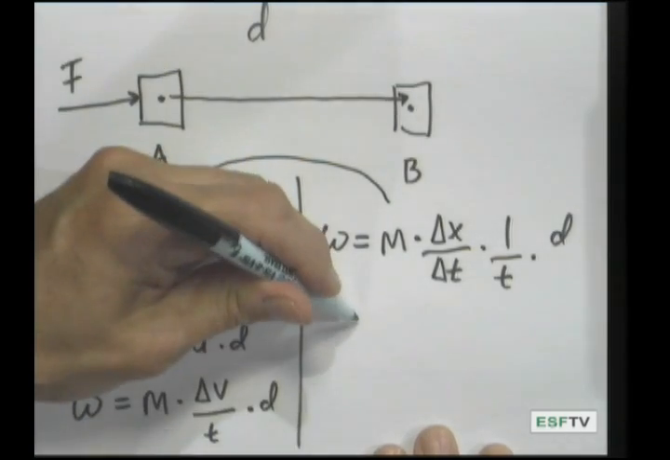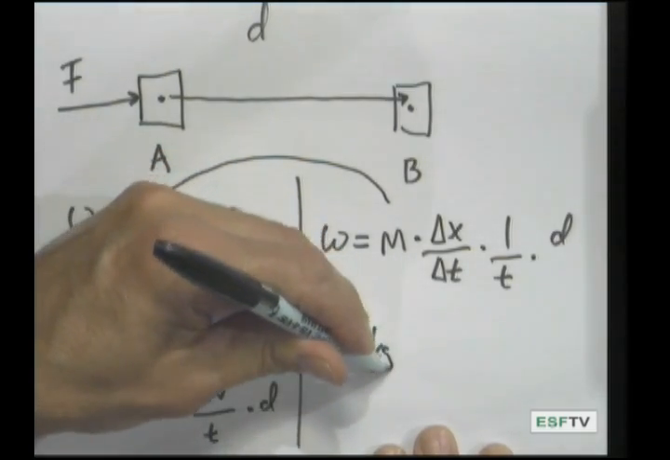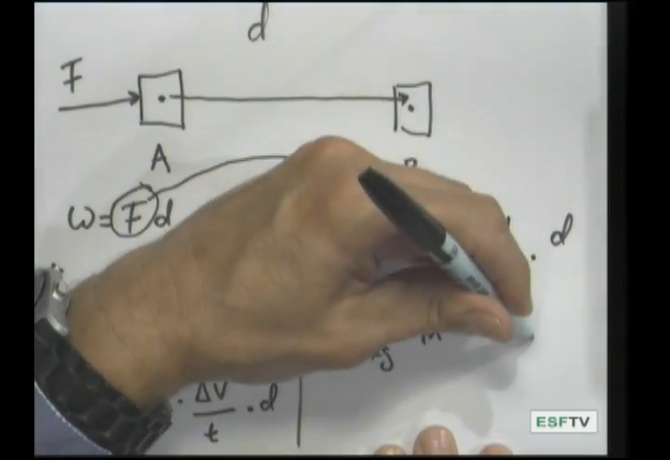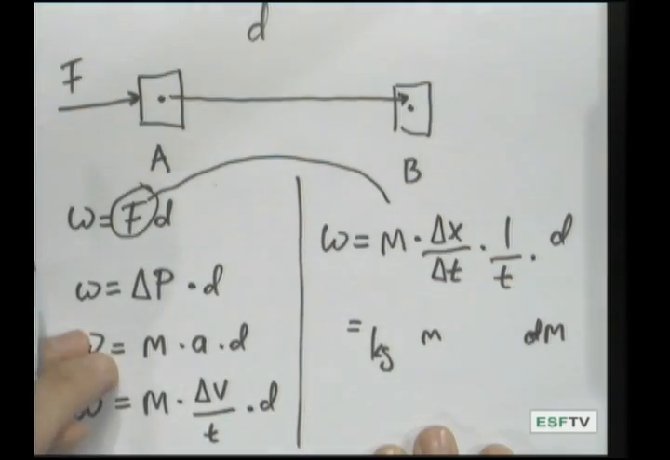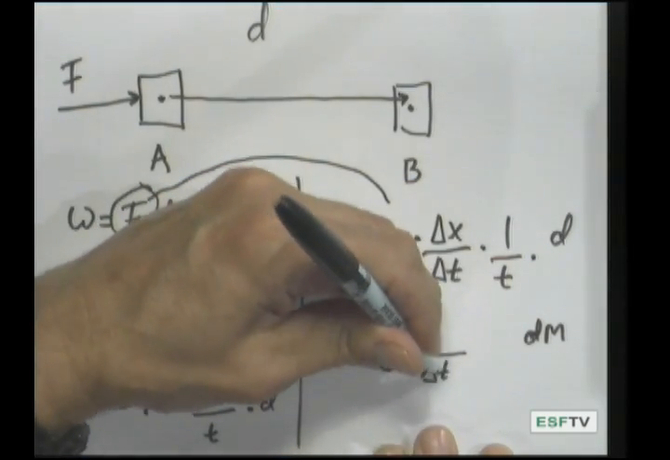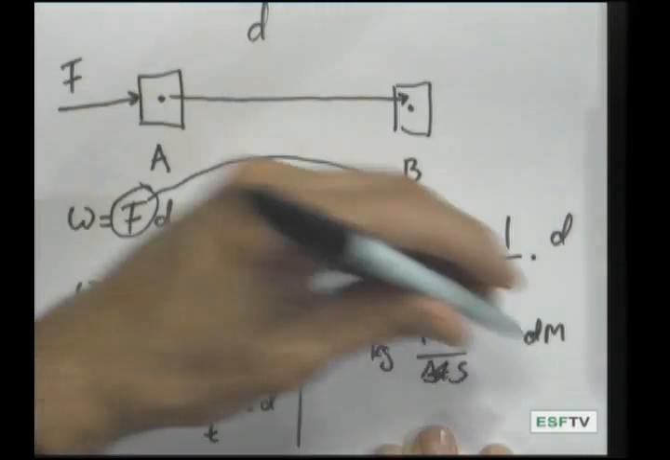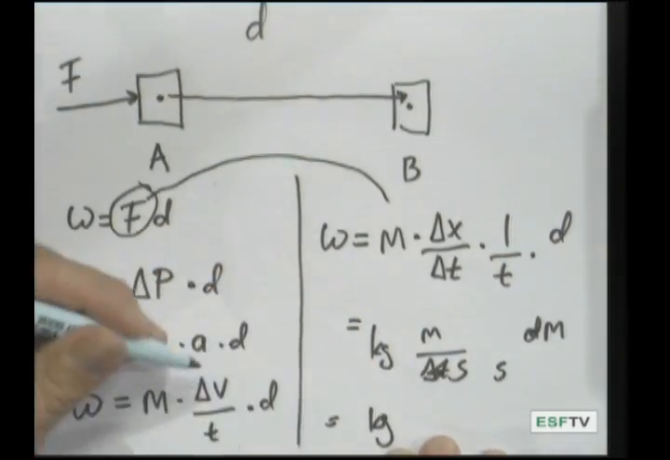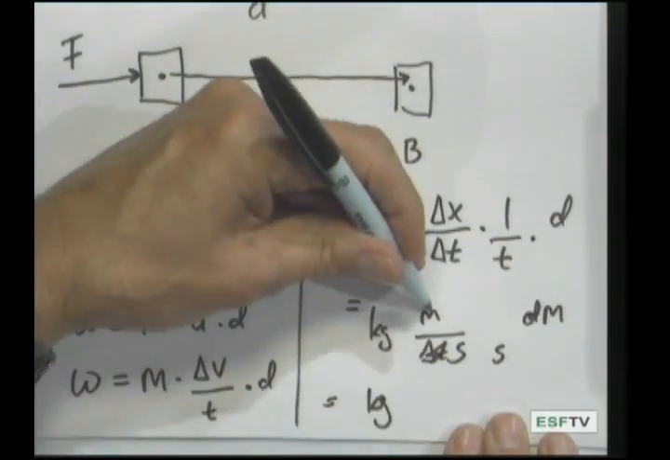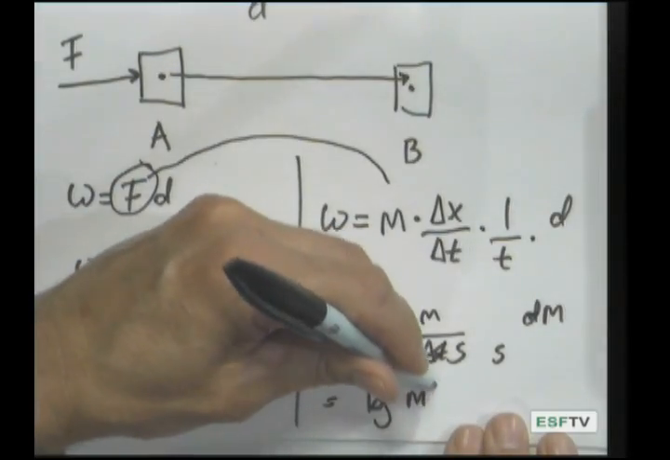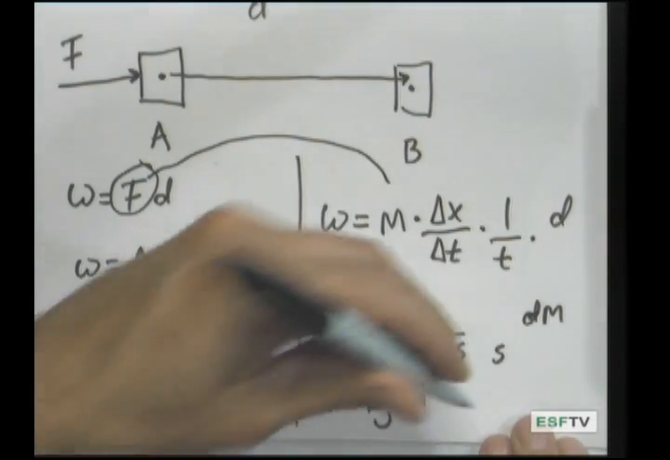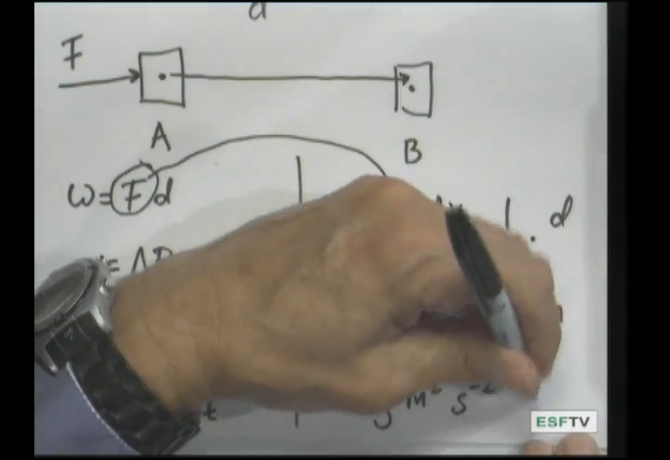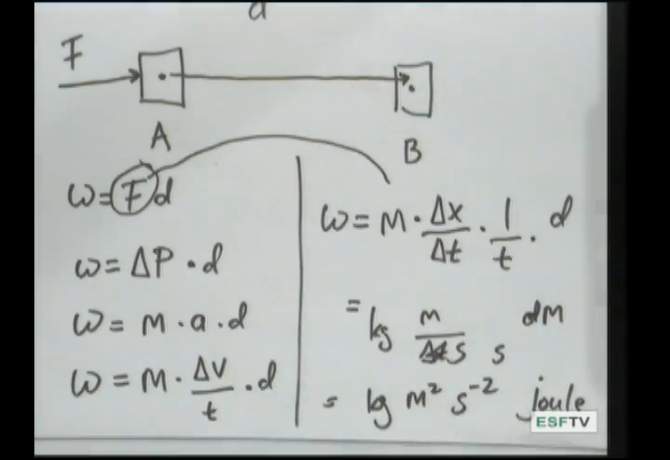All right, now let's work out what the units are. Mass is kilograms. Delta x is meters. Distance is meters. Delta t is time. And multiplying those out, we get a system of units that is kilograms, meters times meters, meters squared, seconds times seconds in the denominator, seconds to the minus 2. And this is the same units, the joule.